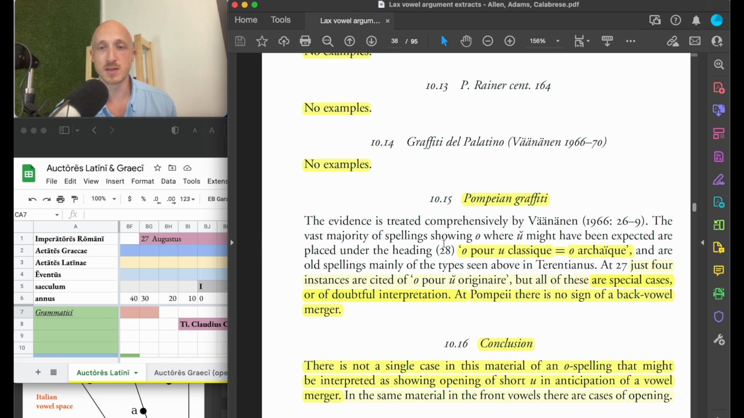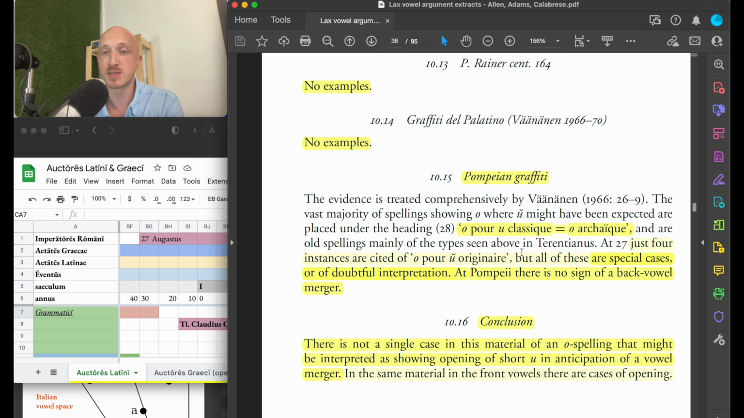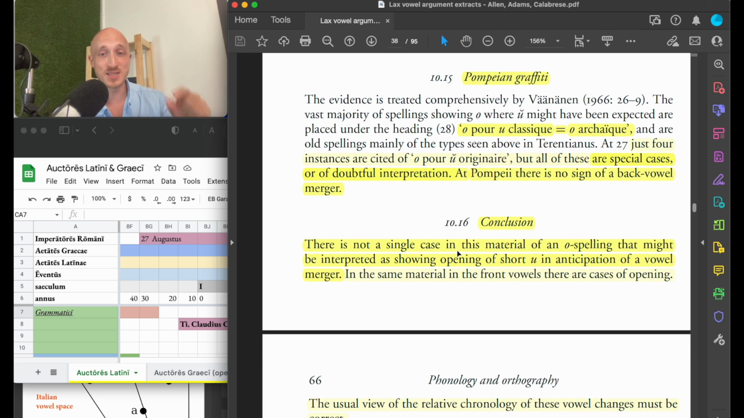The vast majority of spellings showing O where U might have been expected are placed under the heading O pour U classique, O archaïque. And there are old spellings mainly of the type seen above in Terentianus. At 27, just 4 instances are cited of O pour U originaire, O for original U. But all of these are special cases or of doubtful interpretation. At Pompeii, there is no sign of a back-vowel merger. Conclusion: there is not a single case in this material of an O spelling that might be interpreted as showing opening of short U in anticipation of vowel merger.